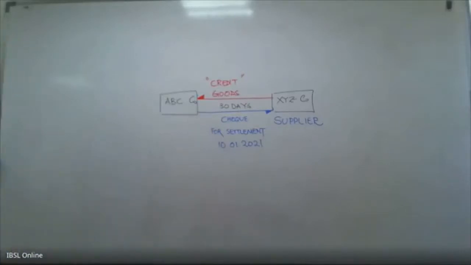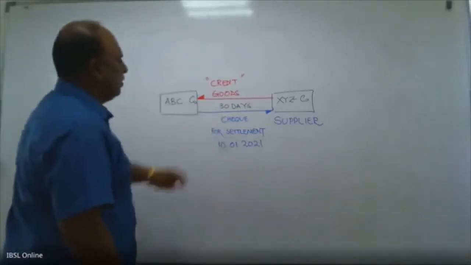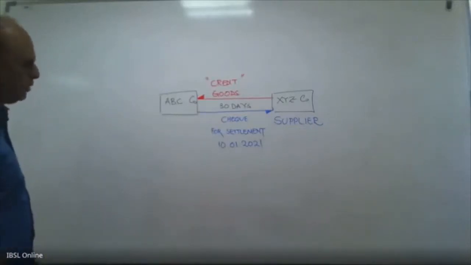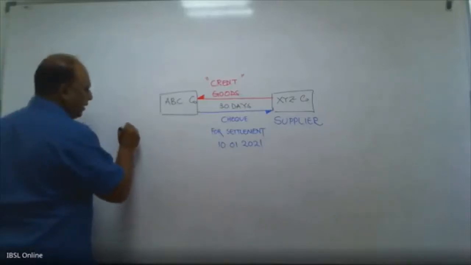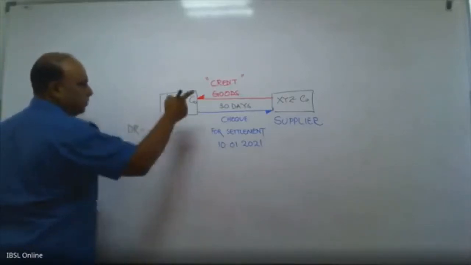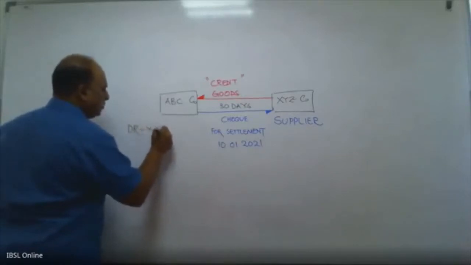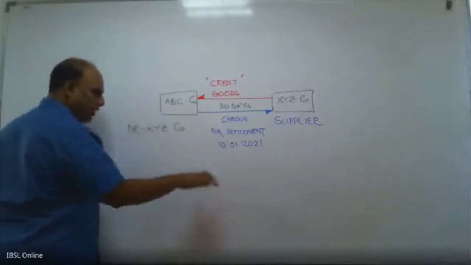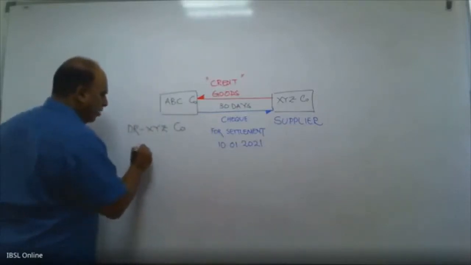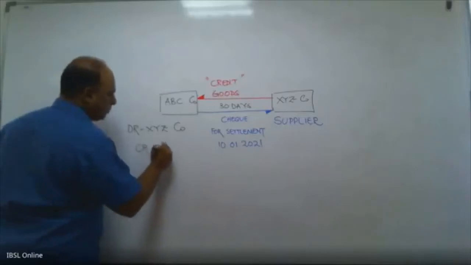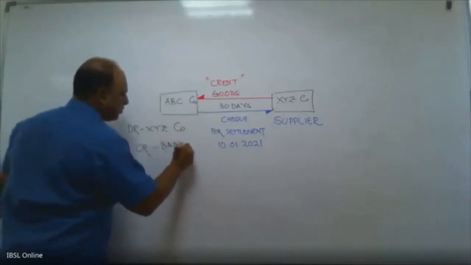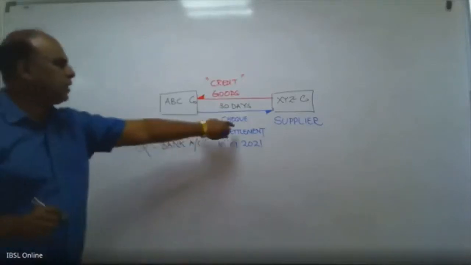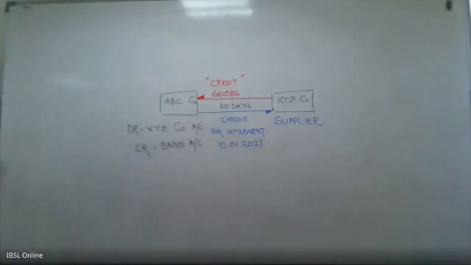Now, when you give this check, what you will do? There is a double entry in your books. What is the double entry? You will debit XYZ company, because he is your creditor, so your creditor balance has to come down, and you will credit your bank account. Why? Because you are giving a check.